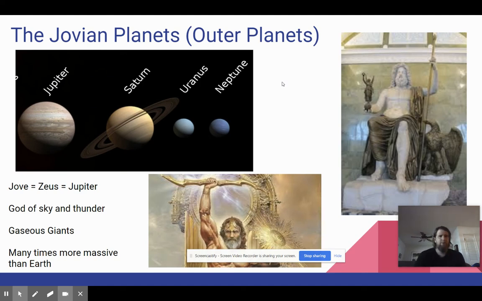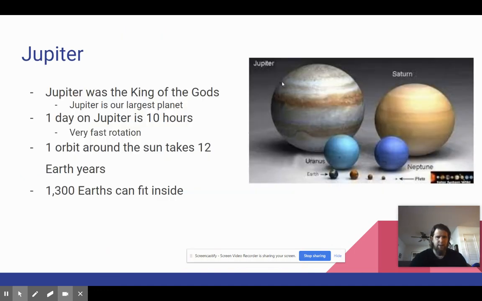So Jove, from Jovian planets, Jove was the same as Zeus, which was the same as Jupiter. So we kind of get an idea where these planets get their names. So Zeus was the god of sky and thunder. And all of these planets are many, many times more massive than Earth. Even Uranus and Neptune, they are massive compared to the size of the Earth.